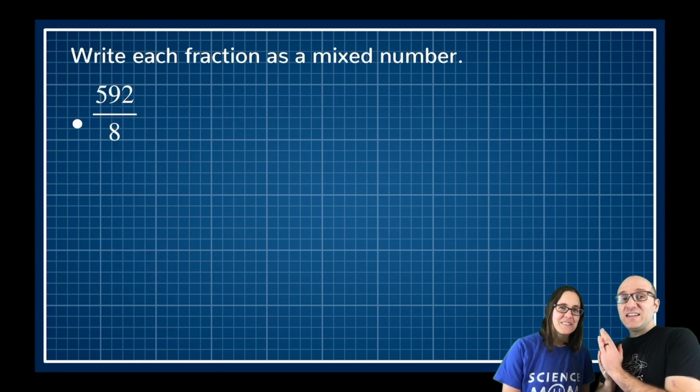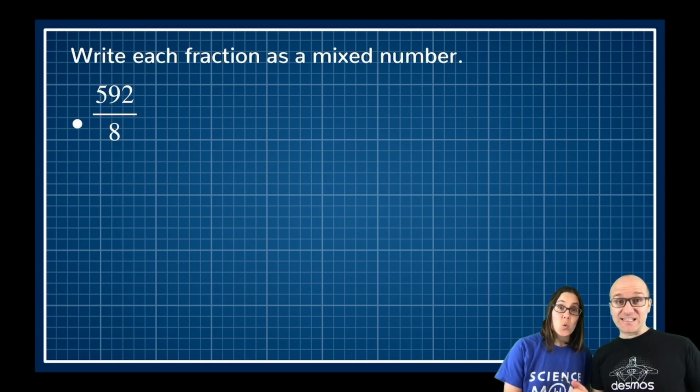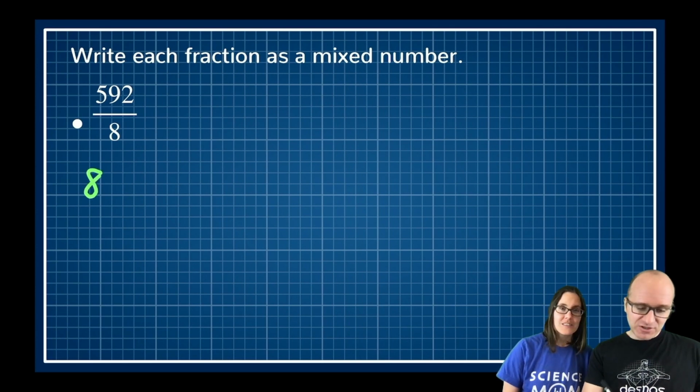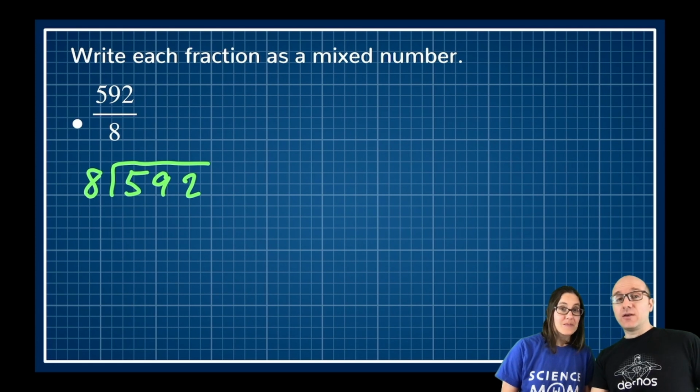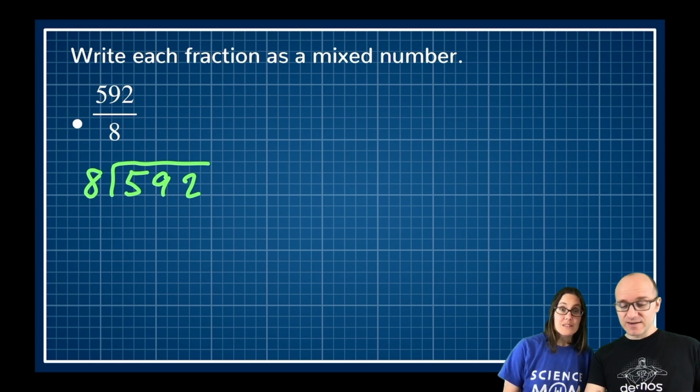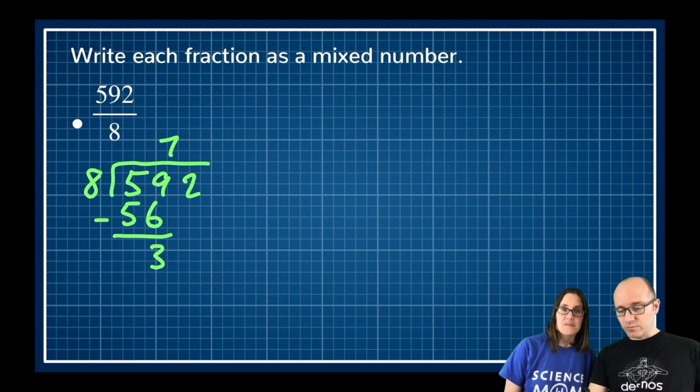592 divided by 8. How do we write that as a mixed number? Long division is indeed our technique. So 8 goes into 5 zero times. 8 goes into 59 7 times, because 7 times 8 is 56. So the leftovers are 3. I'll bring down my 2. 8 goes into 32 4 times.